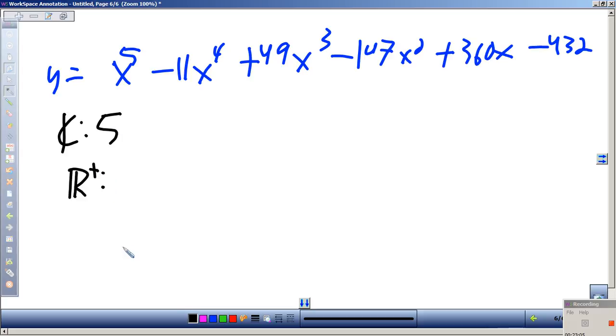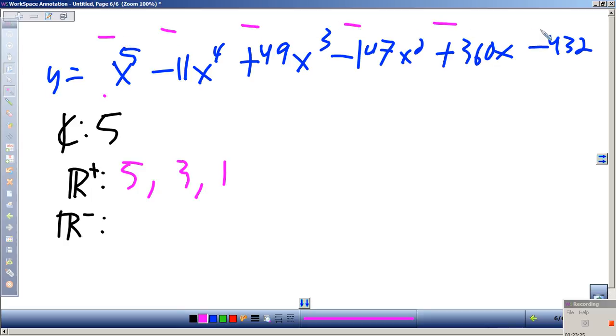Positive real. Let's say we have 1 change, 2, 3, 4, 5. So 5, 3, 1. Okay, negative real. That becomes negative, stays negative, becomes negative, stays, becomes 0. So 0, 2, or 4. Where's 0 coming from? Yeah, 5 minus 5 would be 0.